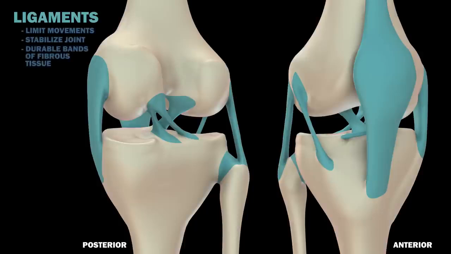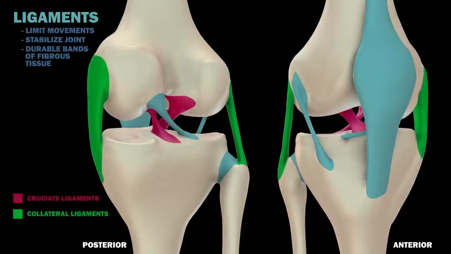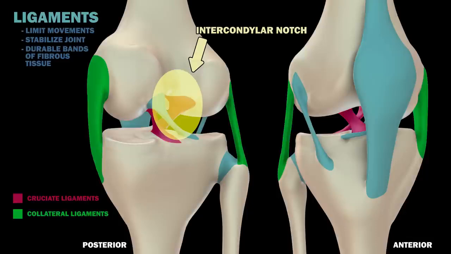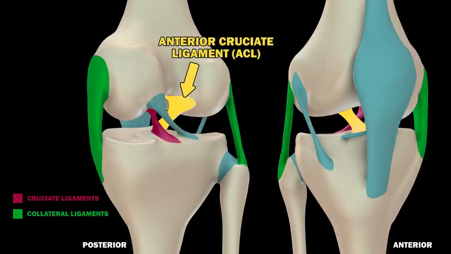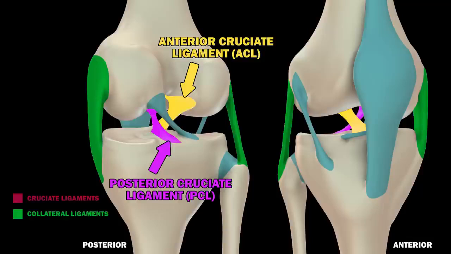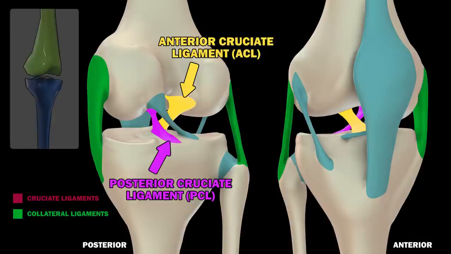Ligaments are durable bands of fibrous tissue that connect joints and strengthen them. There are two main pairs of ligaments in the knee: the cruciate ligaments, which are inside your knee joint, and the collateral ligaments, which run on either side of the knee. The cruciate ligaments can be seen through the intercondylar notch of the femur. There is the anterior cruciate ligament, or ACL, and the posterior cruciate ligament, or PCL, which stabilize the knee. The ACL prevents the tibia from being pushed forward relative to the femur, while the PCL prevents it from being pushed backwards relative to the femur.